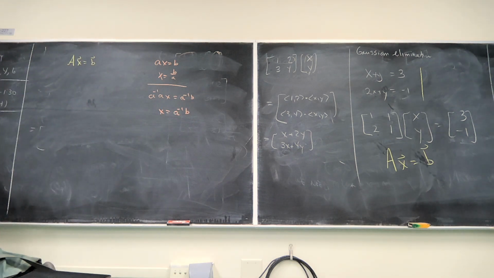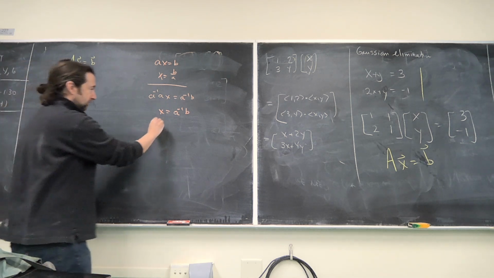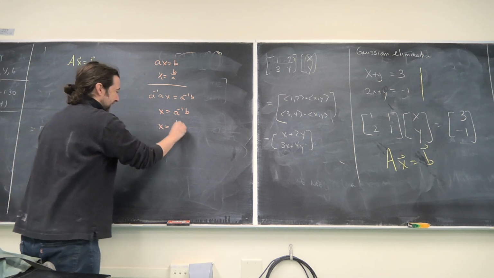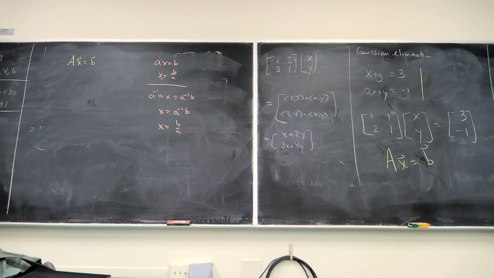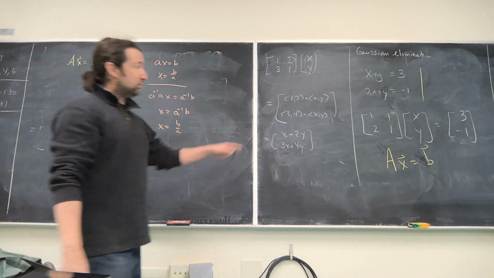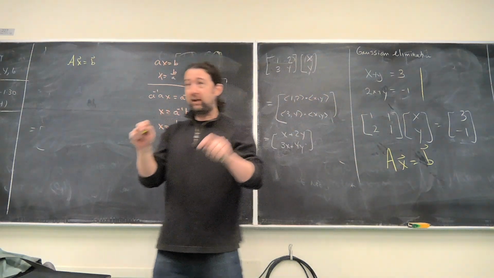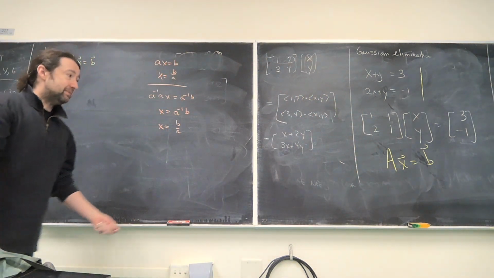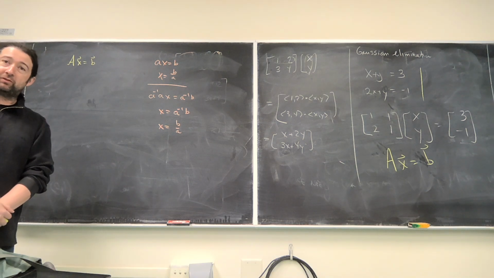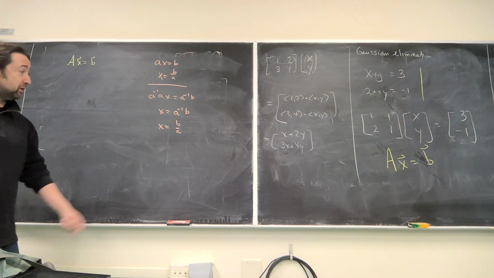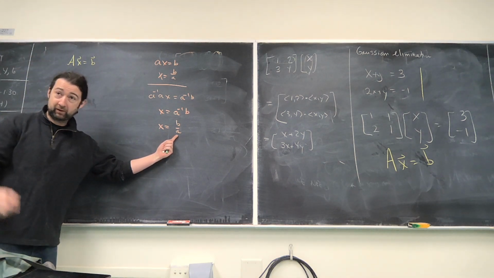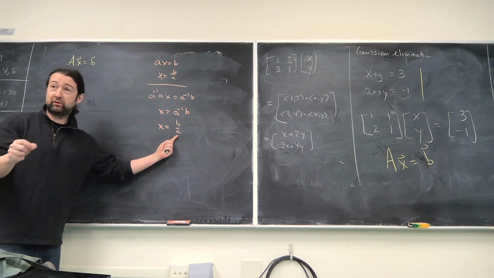Now for numbers, the inverse and the reciprocal are the same thing, so x is equal to b over a. And here's why there's an entire class in this stuff. If you take your matrix setup and try to divide by A, not every matrix has an inverse. Every number has something I can multiply by that cancels it. Not every matrix has that.